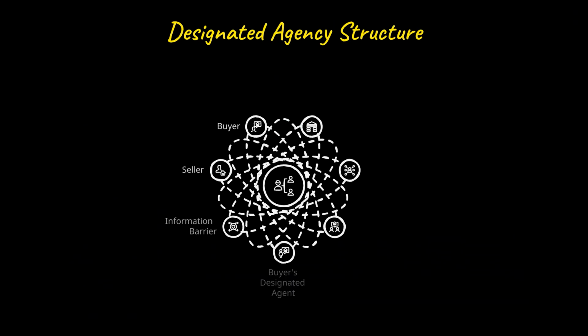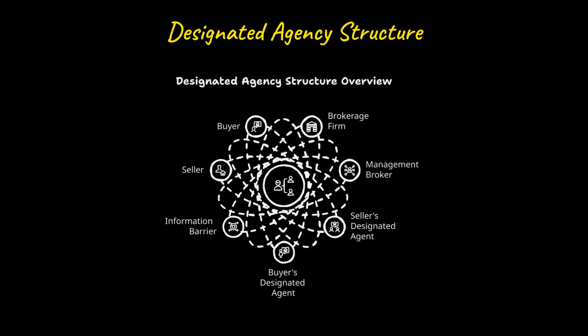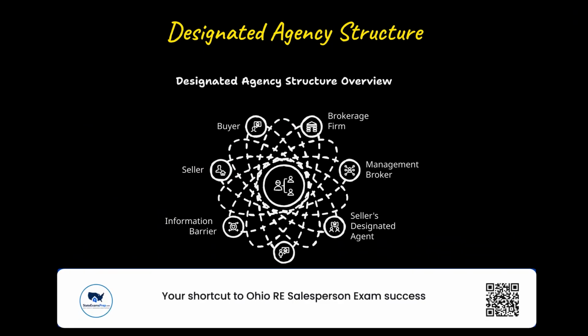Picture it as a simple structure. The brokerage sits at the top, the neutral management broker just below, and two separate designated agents branching off on either side, each connected only to their own client, with a firewall keeping confidential information from crossing between them.